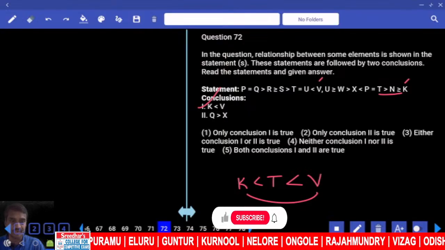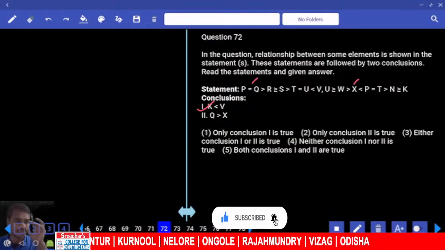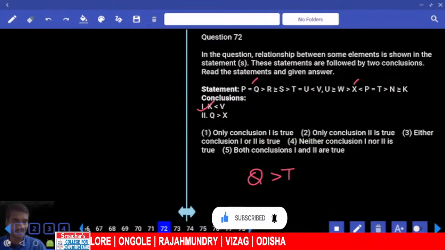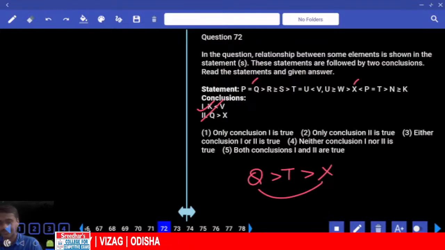Then second one, Q and X. Now in this Q and X, Q is here and X is here. Which element is common? T is common. Q to T, Q greater than T. X to T, X lesser than T, T greater than X. Now Q greater than T greater than X, Q greater than X. Hence both 1 and 2 choice for 72.